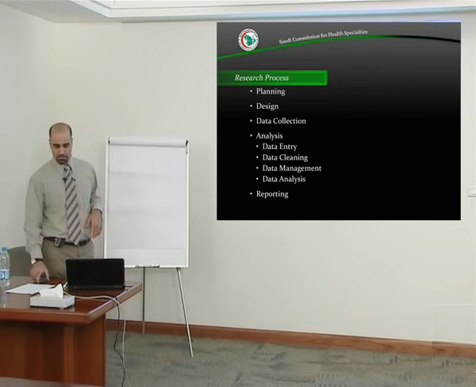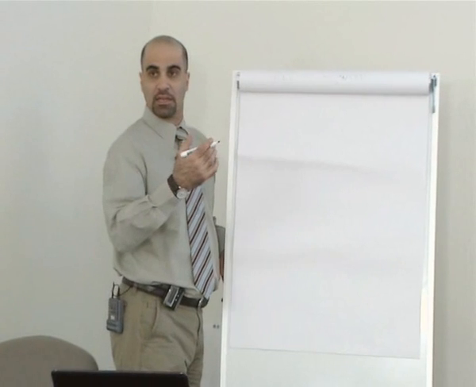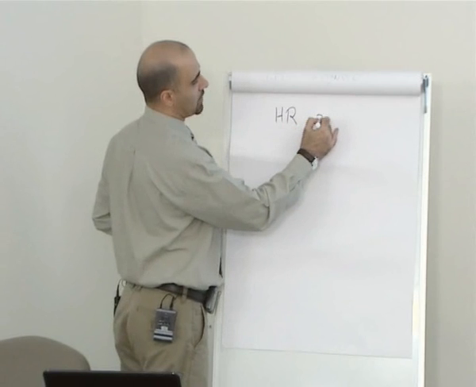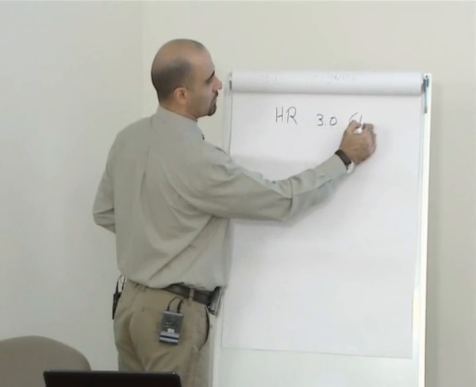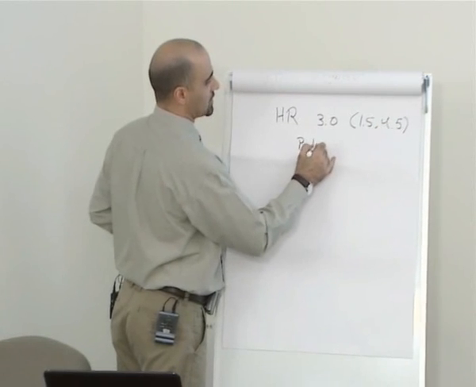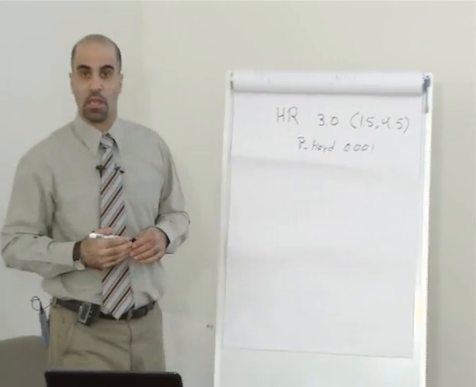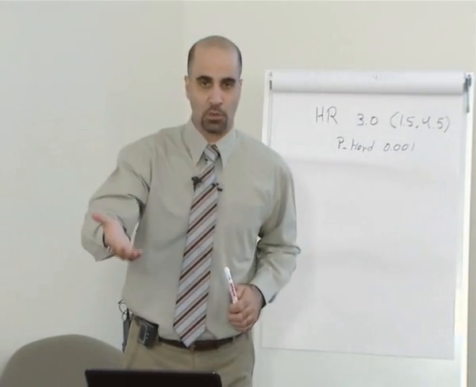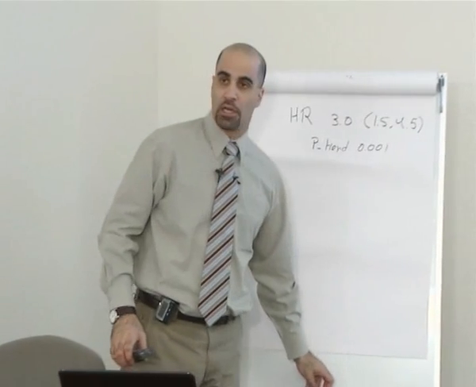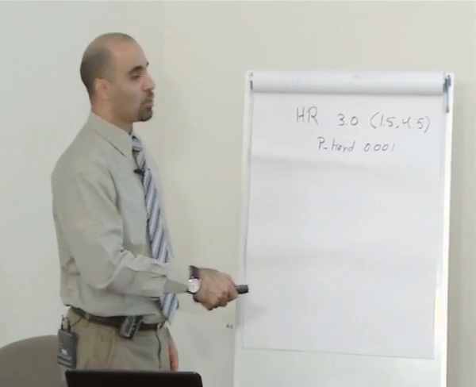Because I might tell you something like the following. Assume that I did the results, I did the analysis, and I found a hazard ratio of 3.0 with a confidence interval of 1.5 to 4.5, and P for trend, for example, of 0.001, and so on and so forth. Would you be able to report it to other people if you do not understand it yourself? Absolutely not.